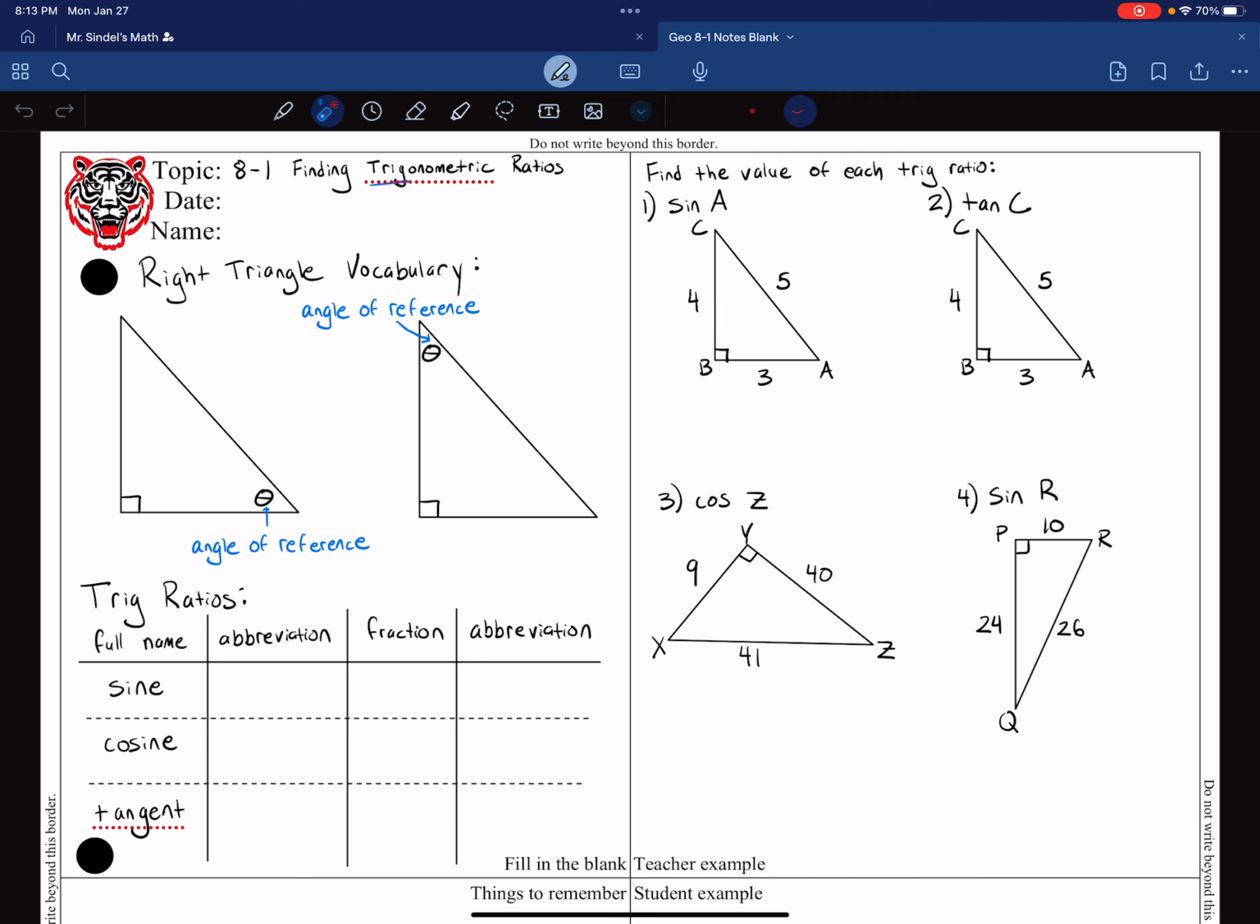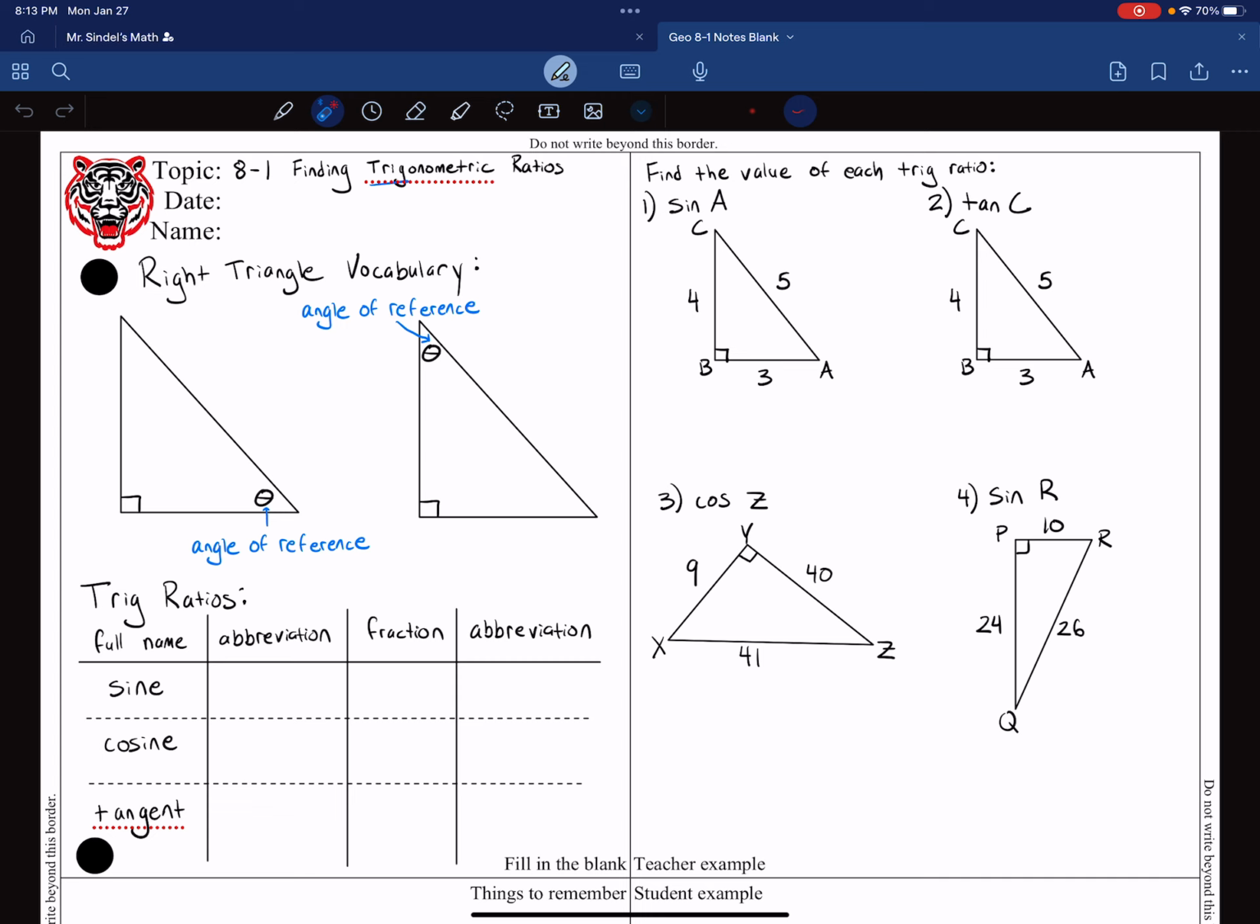In example 1, the angle of reference is A. So this is where my theta would be. This angle, by the way, is known as theta, this Greek letter that usually indicates that we have some sort of angle. And sometimes it moves around. Like in this case, I'm talking about this angle A. In this case, I'm talking about this angle C, the angle Z, the angle R. It really depends on what angle I'm talking about, and that will change what the vocabulary in the triangle is called.